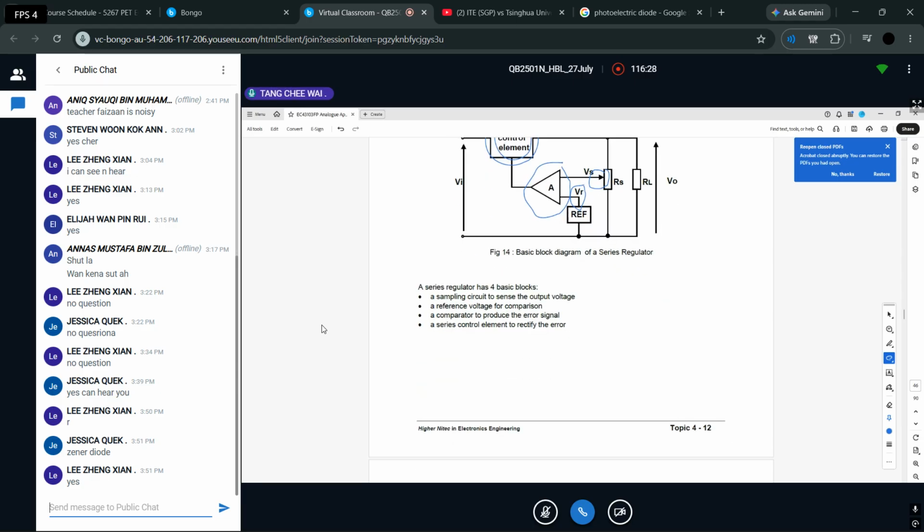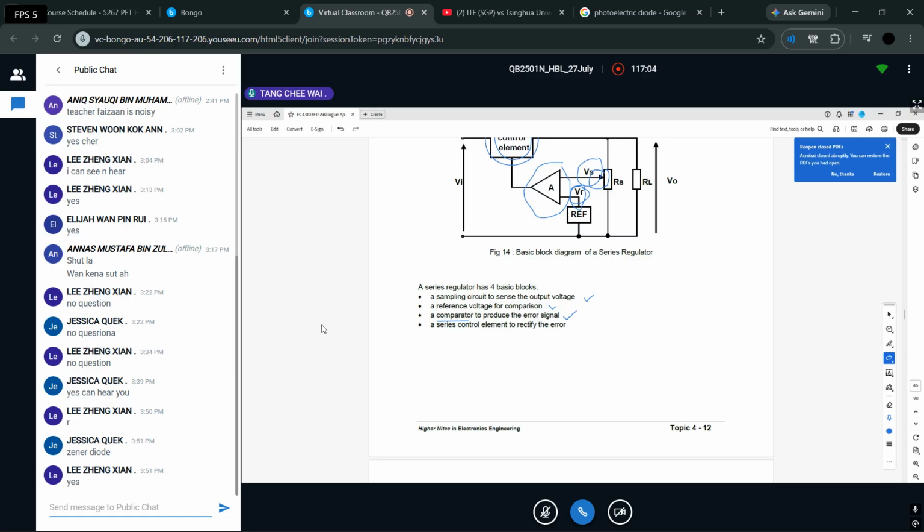Here they mainly tell you what the four blocks are. Sampling: sense the output voltage. Just now I mentioned, the sense one is here, VS, what is happening at the output voltage. Then after that, the reference voltage is one, VREF. Then you compare, right? You compare here. Sometimes you can call it a comparator, to produce, they say, an error signal. Actually it's just feedback, whether things are okay or not. If not okay, then they do something.